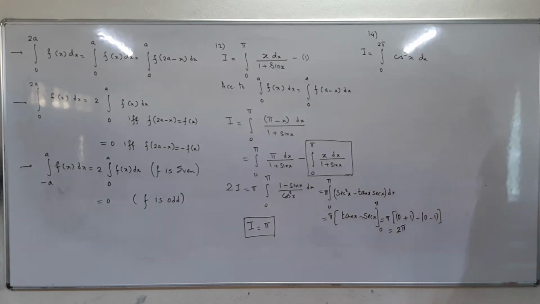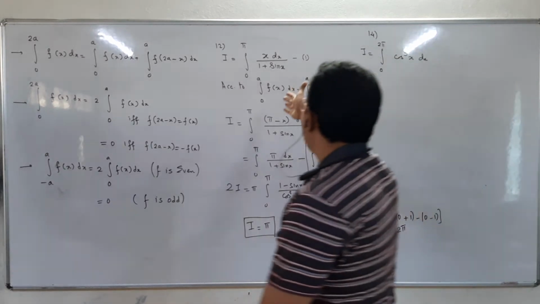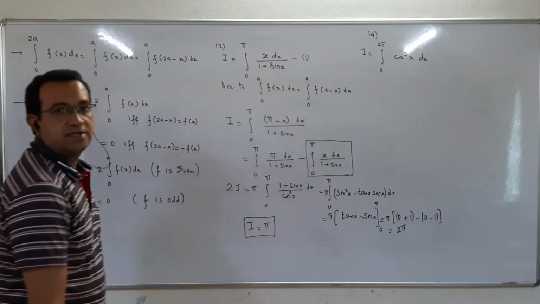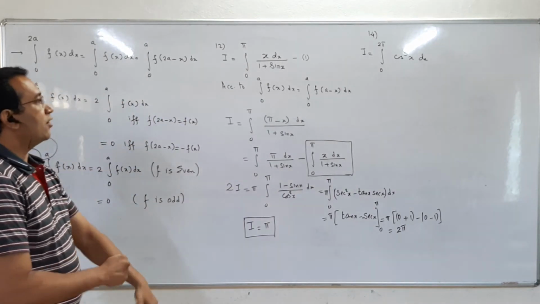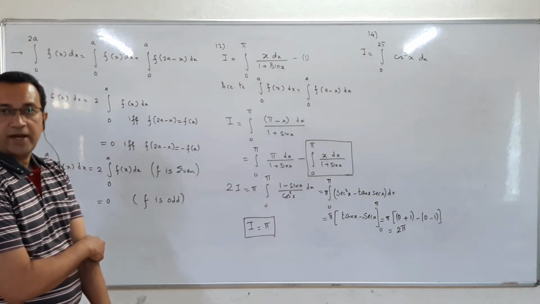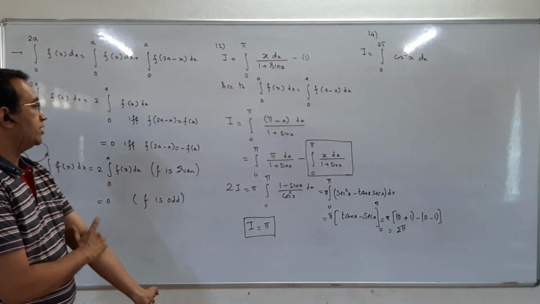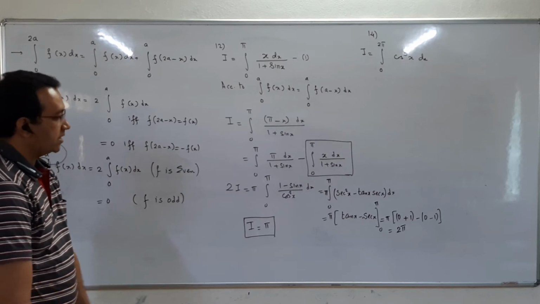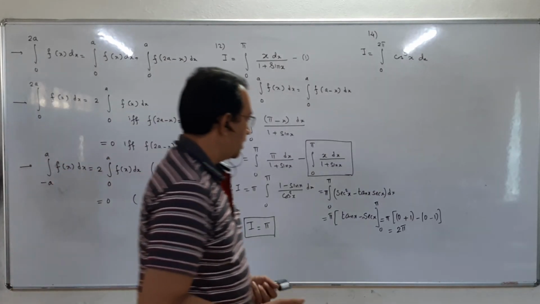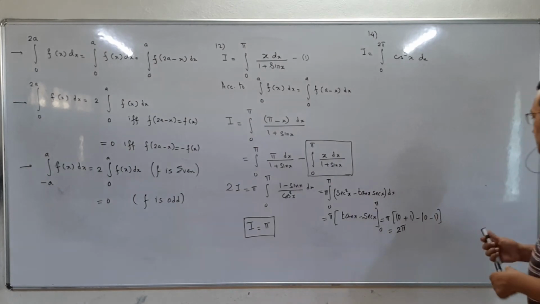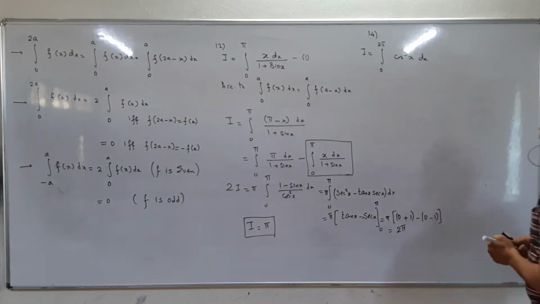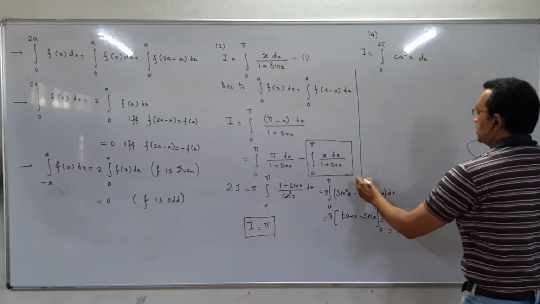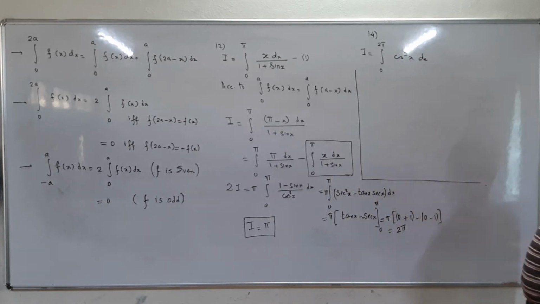So students, pay attention. Here, first of all, we have applied the property integration 0 to a f x dx is integration 0 to a f of a minus x dx, and then finally, students, we have integrated dx upon 1 plus sin x. I have rationalized by 1 minus sin x. So students, our next sum is sum number 14. Now all of you pay attention.